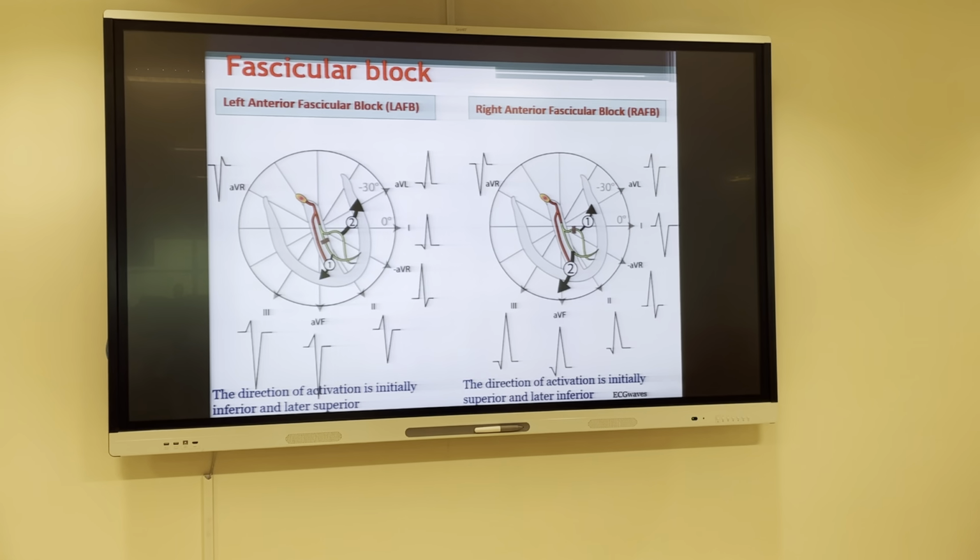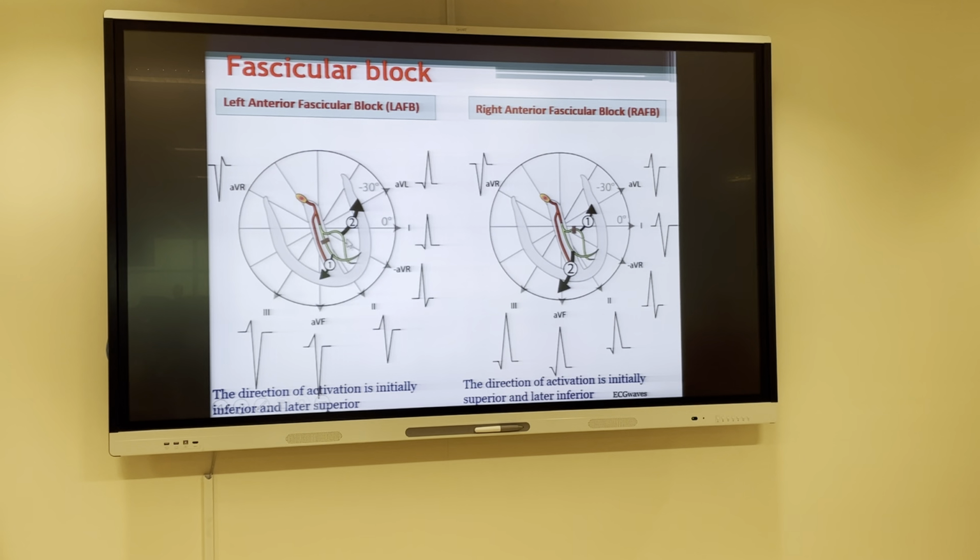Fascicular block. We know that the left bundle has anterior and posterior fascicles, right? The right has only one fascicle. If there is anterior fascicular block, so this is anterior and this is the posterior, if this fascicle is blocked, the impulse comes here. The area that will be activated initially is the posterior and inferior area, right? Let's think about lead one initially. This is away from lead one because it's posterior and inferior, so it will produce a negative deflection in lead one.